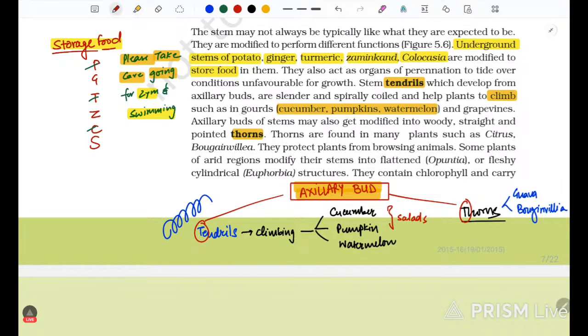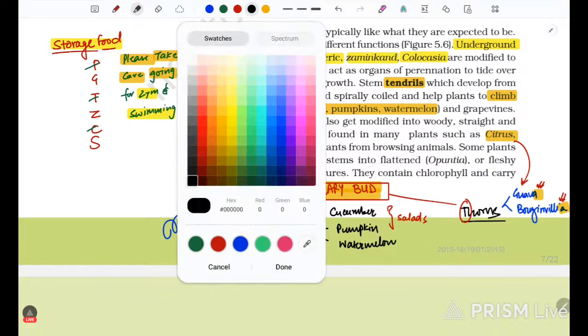And remember, thorns example: guava as well as bougainvillea. Guava and bougainvillea. So this A, can you see, guava is also ending from A, bougainvillea is going to end from A. Okay, so guava and bougainvillea, guava is actually a citrus fruit. So they are going to have thorns in them.